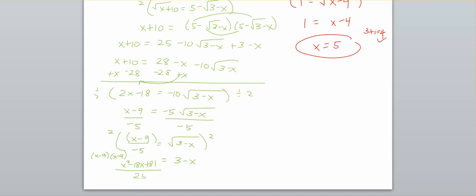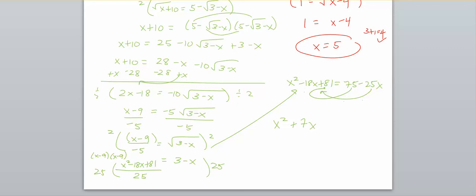All right. I'm going to have to get everything on the same side. So what I'm going to do is multiply both sides by 25. That would leave me with x squared minus 18x plus 81 is equal to 3 times 25 is 75, and then minus 25x. And now I have a square term, an x term, and a constant. I need to go ahead and get everything on one side. I need to move over the constant and move over the variable. That would leave me with x squared. If I add 25x to 18x, I get 7x.